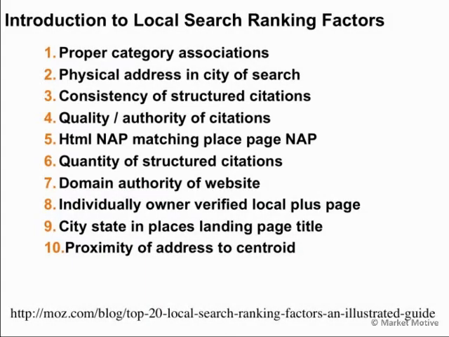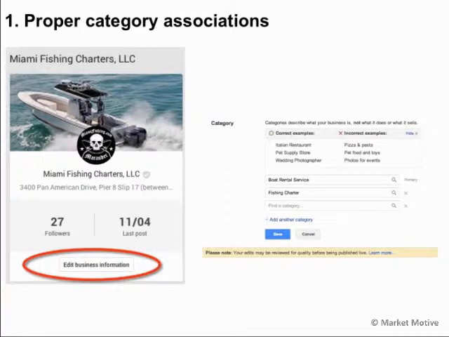So I'm just going to look at 20 ranking factors. You can see the entire list of local search ranking factors at Moz. I just want to focus on what each of these top 20 are. And so for the first top 10, this is the top 10, proper category associations.